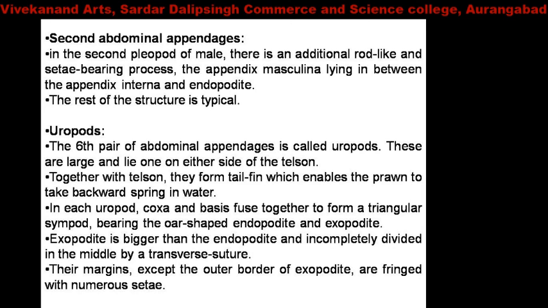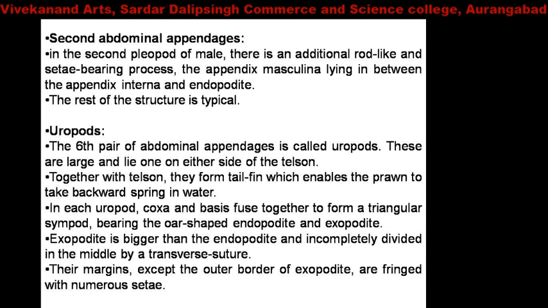So the function of the uropod is to swim backward. In each uropod, coxa and basis fuse together to form a triangular sympod bearing oar-shaped endopodite and exopodite. So here in uropods, exopodite is bigger than the endopodite and incompletely divided in the middle by a transverse suture. Their margins, except the outer border of exopodites, are fringed with numerous setae.